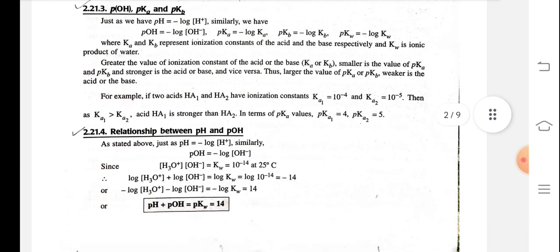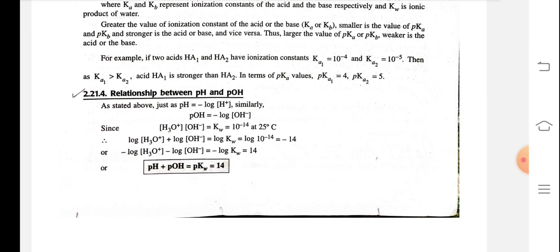Relationship between pH and pOH. As stated above, just as pH is equal to minus log of the concentration of H positive ion, similarly pOH is equal to minus log of the OH negative ion concentration. Since the concentration of H3O positive ion times the concentration of OH negative ion is equal to Kw, which is equal to 10 raised to power minus 14 at 25 degrees Celsius.